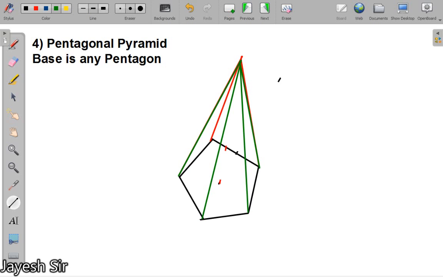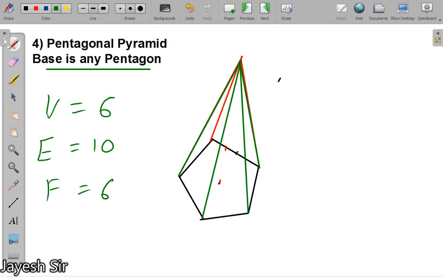Okay, so this is a pentagonal pyramid, base a pentagon, easy. And again, number of vertices is number of sides of base plus 1, that is 6. Number of edges is 2 into 5, that is 10, and number of faces is again 6.